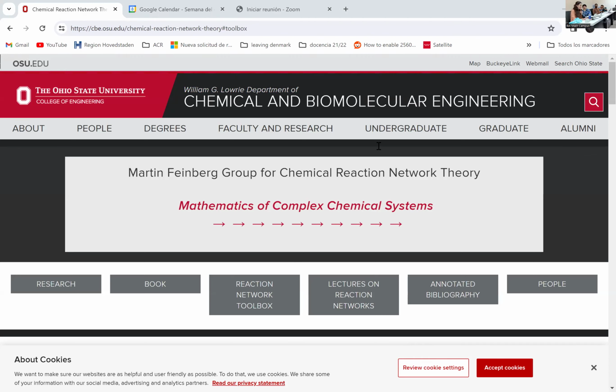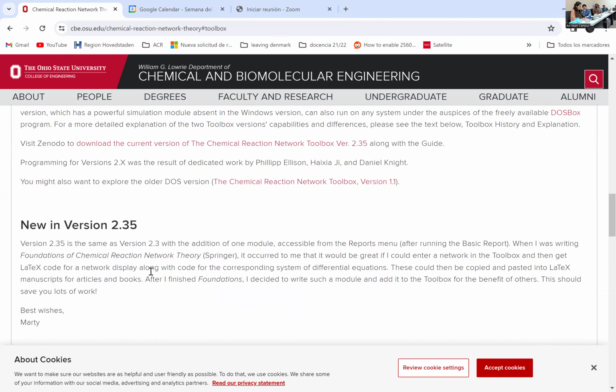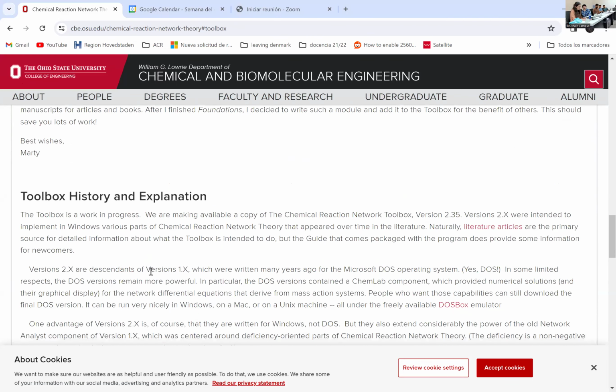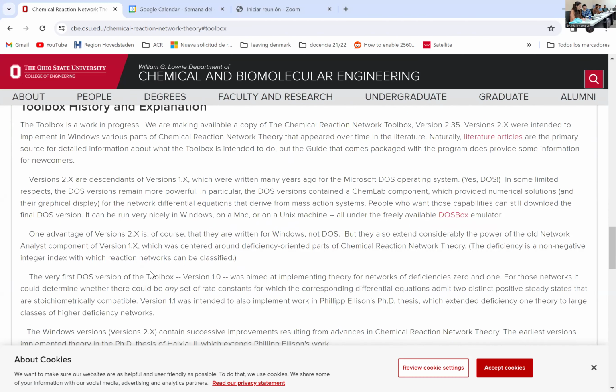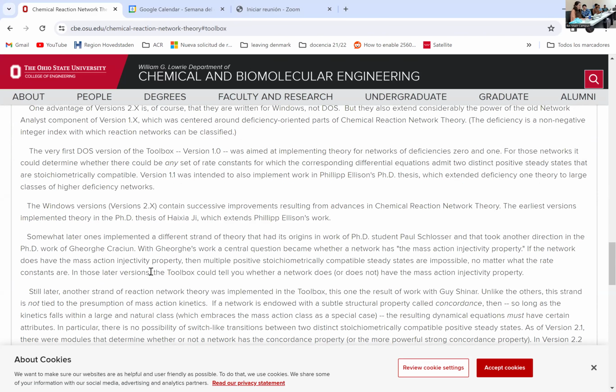Here it is. Yeah, this is the web page, and you can find here Reaction Network Toolbox. You can download it. It's very simple, and they keep updating it. So it does not have all the theory, but it has some. It can be very useful. So this is the first thing that I wanted to show you. Second thing.